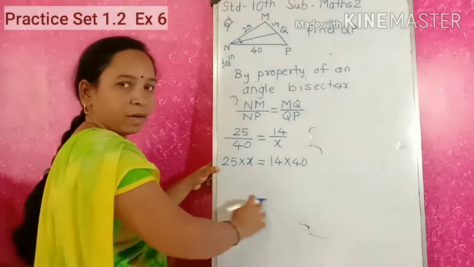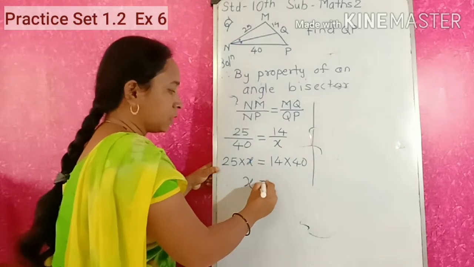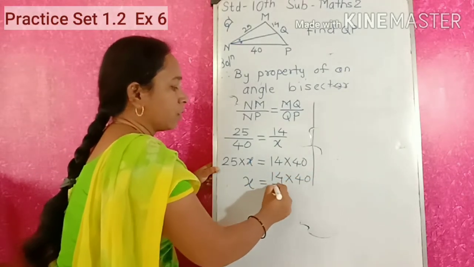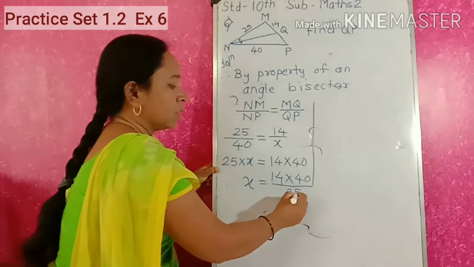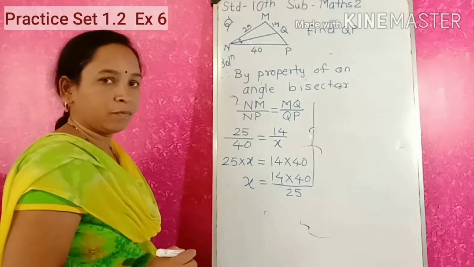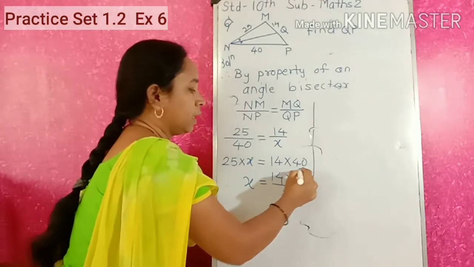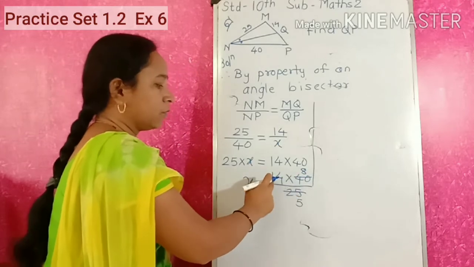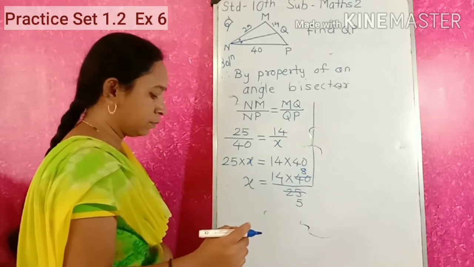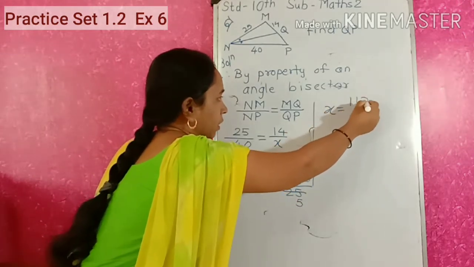Transfer this 25 to this side. We will get x is equal to 14 multiplied by 40 upon 25. Now 40 and 25 are divisible by 5. So 5 5s are 25, 5 8s are 40. So here you will get 14 8s are 112. So x is equal to 112 upon 5.